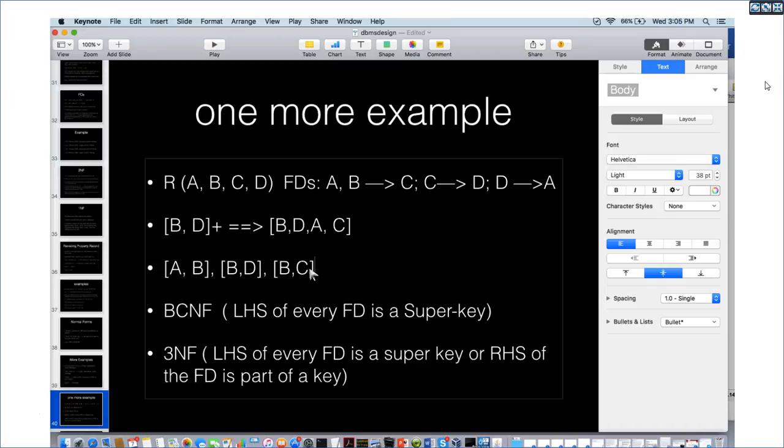The 3NF requirement, as I have defined it, is that the LHS of every functional dependency is a super key. That's one requirement. Or the RHS of the functional dependency is part of the key. I will show you why this requirement exists.